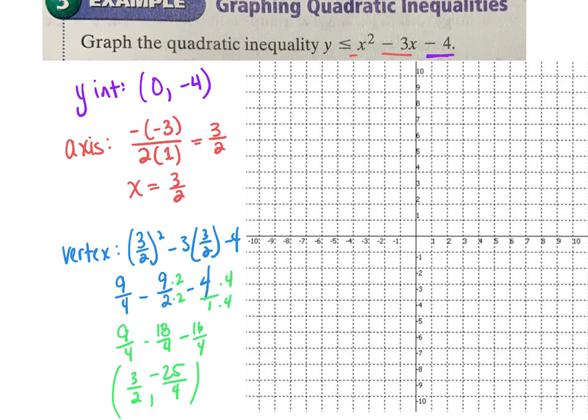All right. So my y-intercept is simple, right? 0, -4. My axis of symmetry, 3/2. If I were to make that into a mixed number, that is 1.5, right? And so I'm going to graph, it's a sketch, so I don't have to be exact, but my axis is going to be right in between the 1 and the 2.